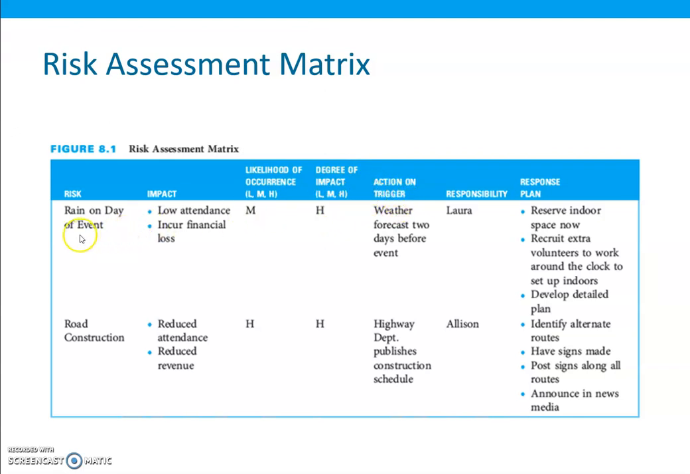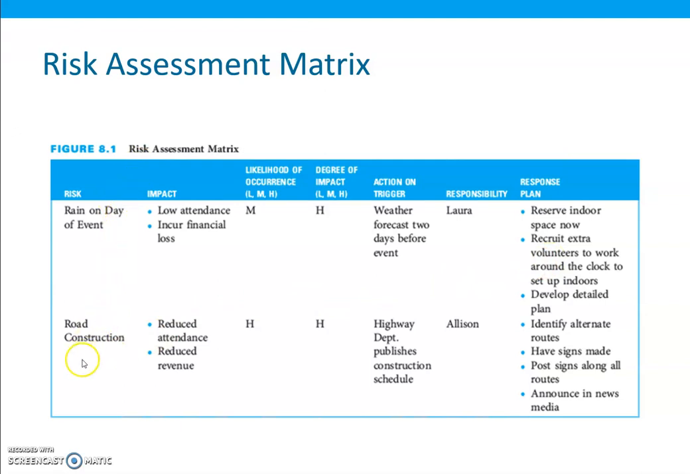So if this risk has been identified and assessed, its action or response can also be prepared. The response is that a weather forecast 2 days before the event has to be taken. If the weather forecast is not good, then we can plan the response, and some responsibility should be assigned to the person monitoring that risk. Possible responses may be to reserve the indoor space if, 2 days before, the forecast shows a chance of rain. And recruit extra volunteers to work around the clock to set up the indoors, okay? And develop detailed plans. So these are some of the plans and responses which can be planned.